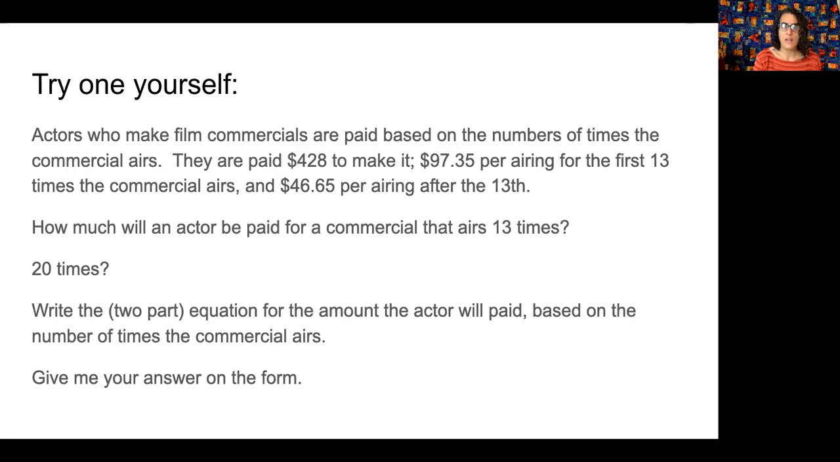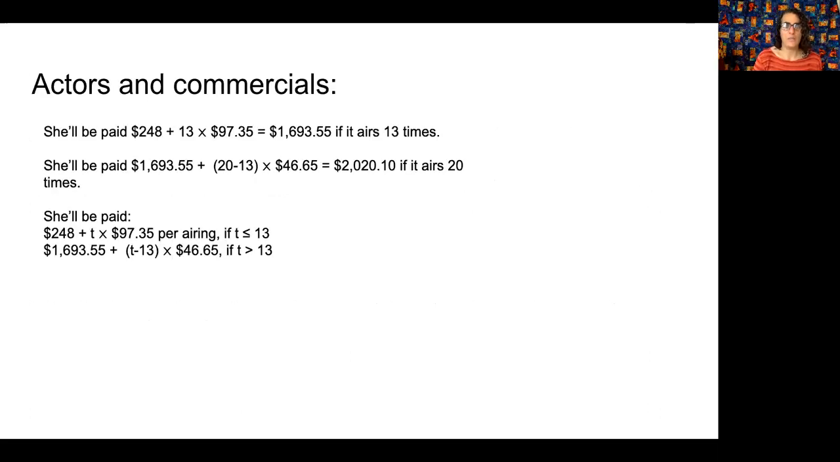And then write the two-part equation for the amount the actor will be paid based on the number of times the commercial airs. Give me your answer to those on the form. And I have only one more slide in which I will give you my solutions. Here are the numbers that I came up with. You can take a look at those and see if those match yours. We'll be talking about this in class, so certainly bring in any questions that you have.